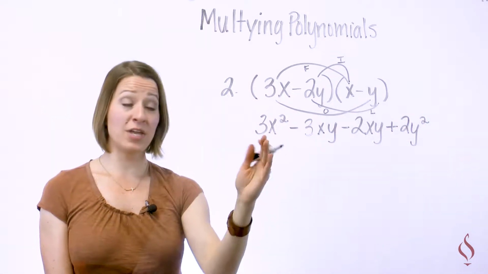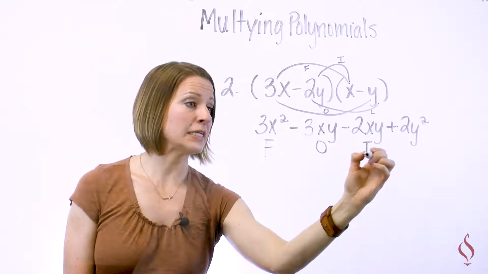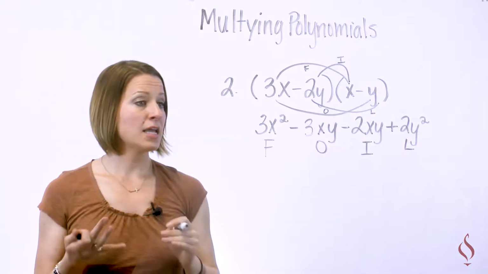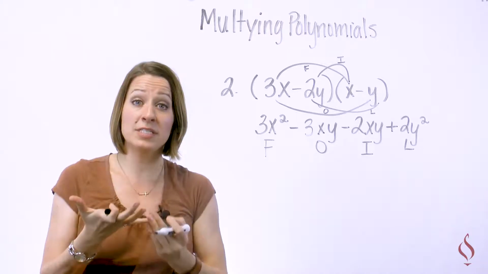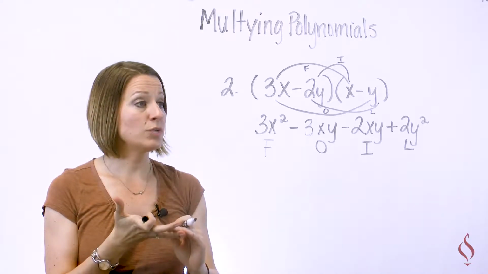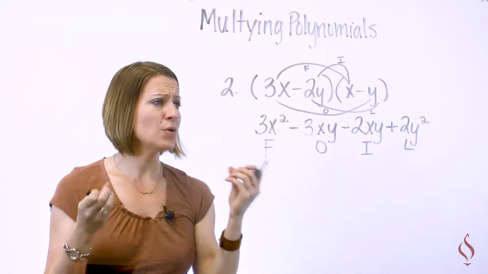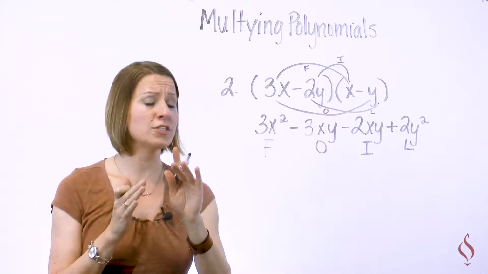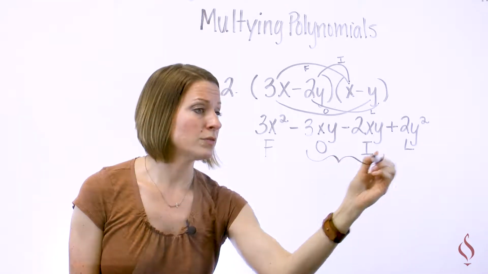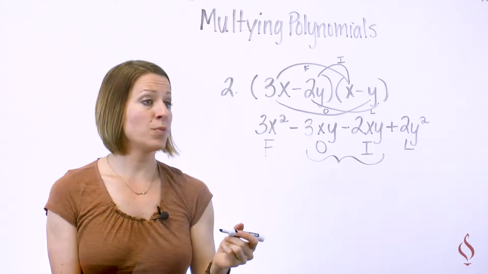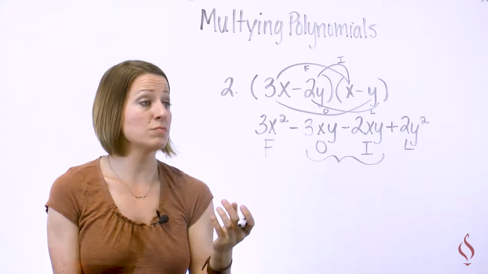Okay, so again, we have our first, outer, inner, and last. Two things to get to our answer. We need to write the problem in descending order, and we need to combine any like terms that we see. Okay, well, this is interesting. Well, let's first combine like terms. Right here, the O and the I, they both end with the variables x, y, so those are like terms.